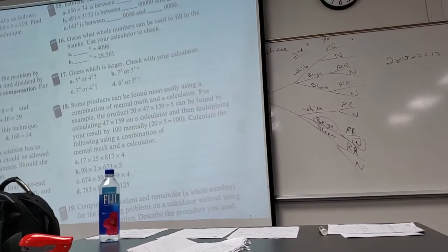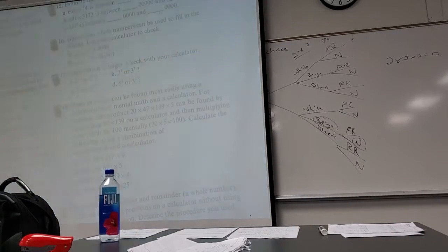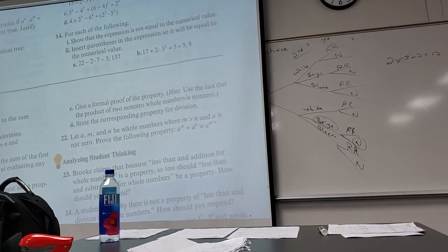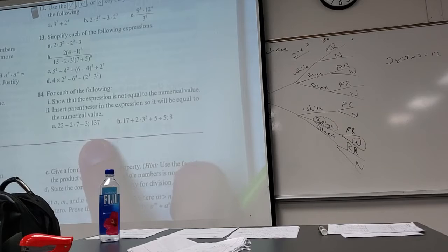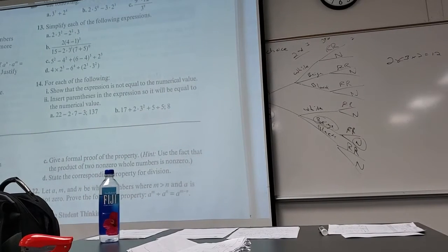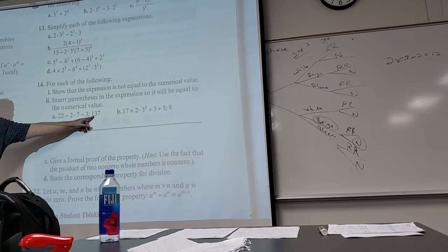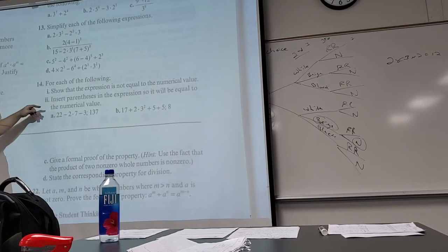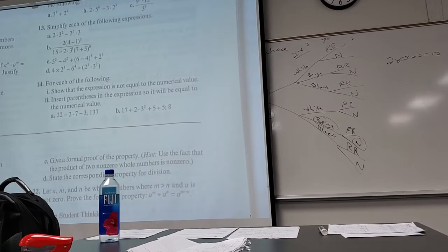Okay, anything else, guys? Yes. 3.3 set B, number 14. See B, this guy. For each of the following, show that the expression is not equal to that, and insert parentheses so it will equal that. Those are some of the weirder problems. I love it. Do you understand the idea?